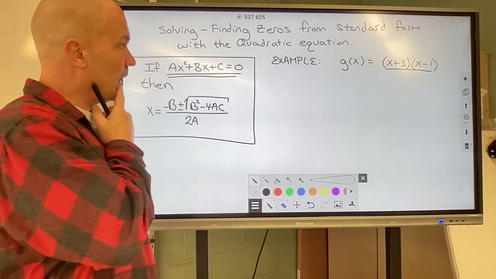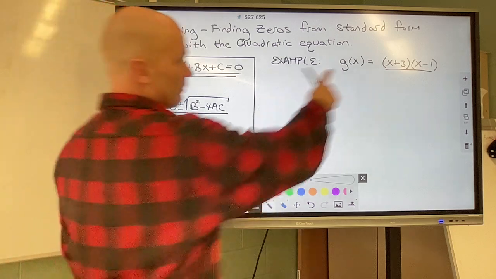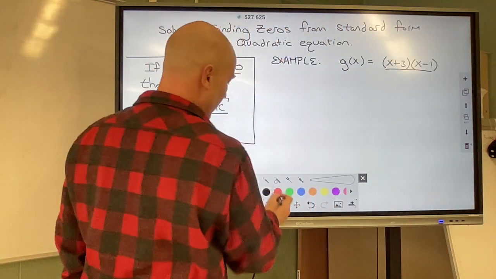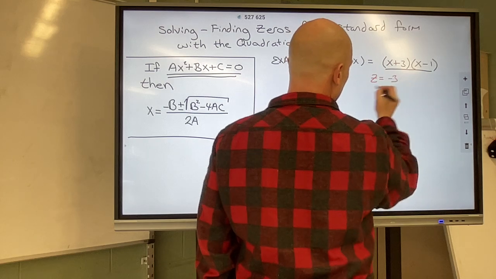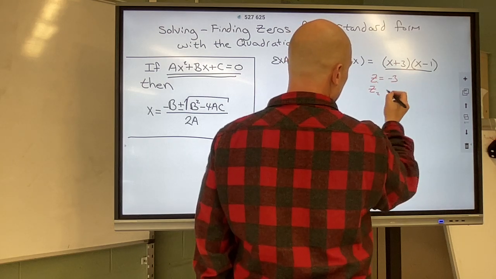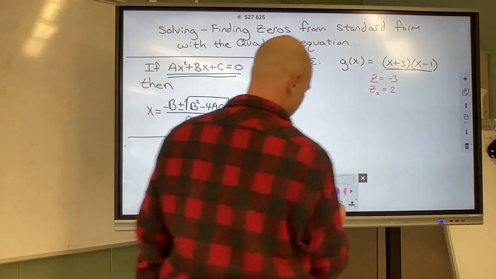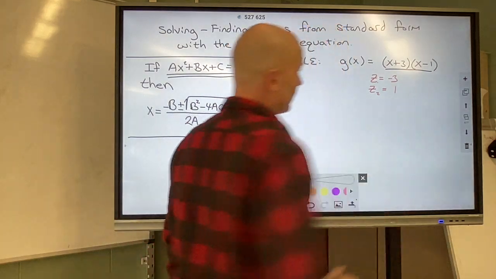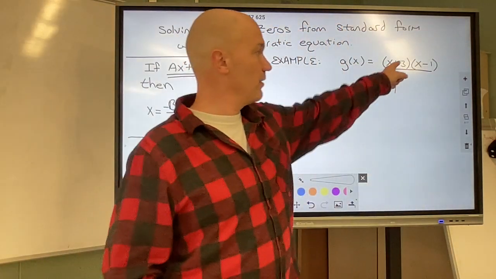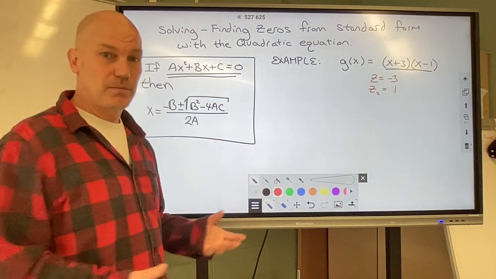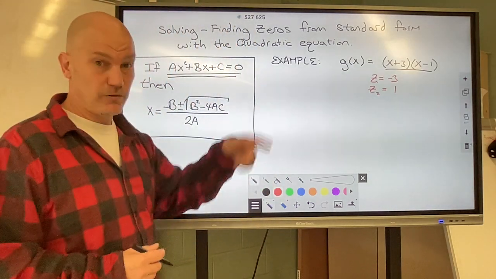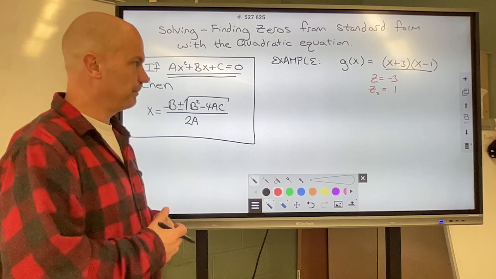factored form. And if we wanted to find the zeros of our factored form, we know that the first zero is -3, and the other zero is, sorry, not 2, is +1, because if we plug in -3 here, this becomes 0. If we plug in 1, that becomes 0. And that's the beauty of factored form. It's really easy to find the zeros.